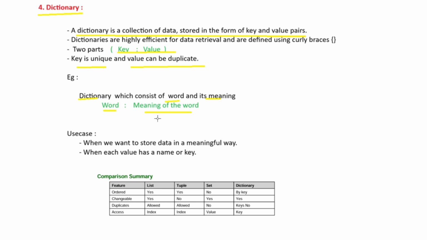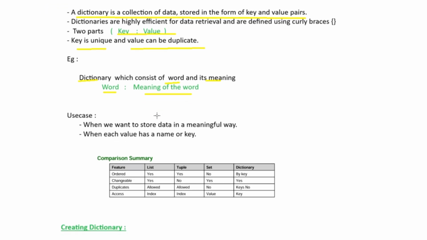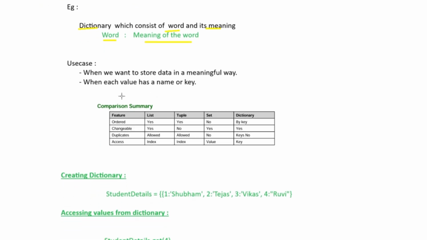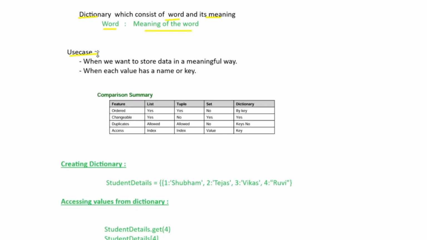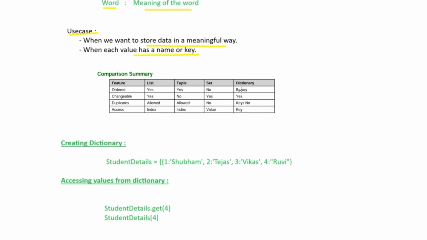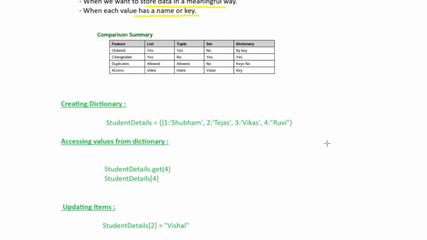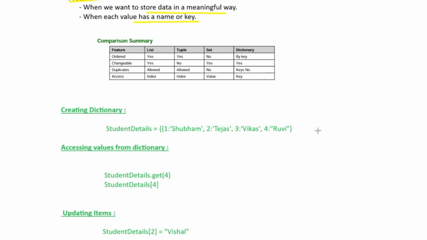So now the next question that comes to mind is, why do we use dictionaries? Basically, we use dictionaries when we want to store data in a meaningful way, when each value has a name or key, or when data needs to be mapped. For example, storing these types of data like student roll number with student name, product ID with product price, username with password, employee ID with employee details. This makes data easy to understand and easy to access.